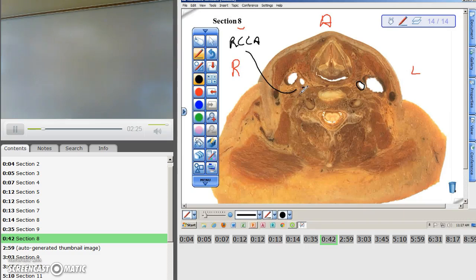Okay? So right common carotid artery, we've got a left common carotid artery, and then right here, we've got the right internal jugular vein, and over here we have the left internal jugular vein. And then even further outside of that, even more external. This was internal. Out here we have the external jugular veins, the right and the left.